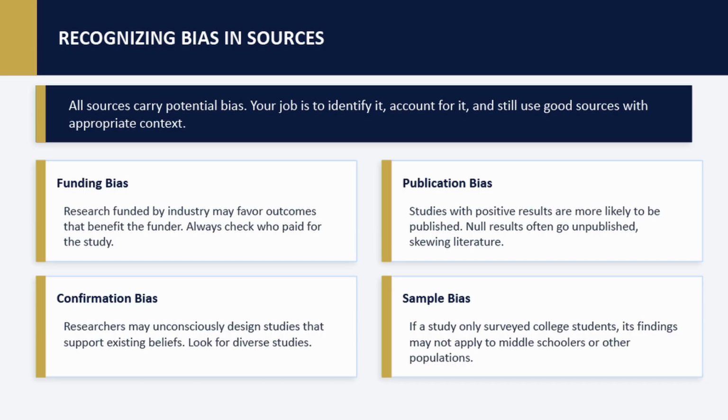And then sample bias. If a study only surveyed college students, its findings may not apply to middle schoolers or other populations. So if you're doing research about teenagers, then we're going to avoid research that's talking about maybe infants, right? Because it's different populations.